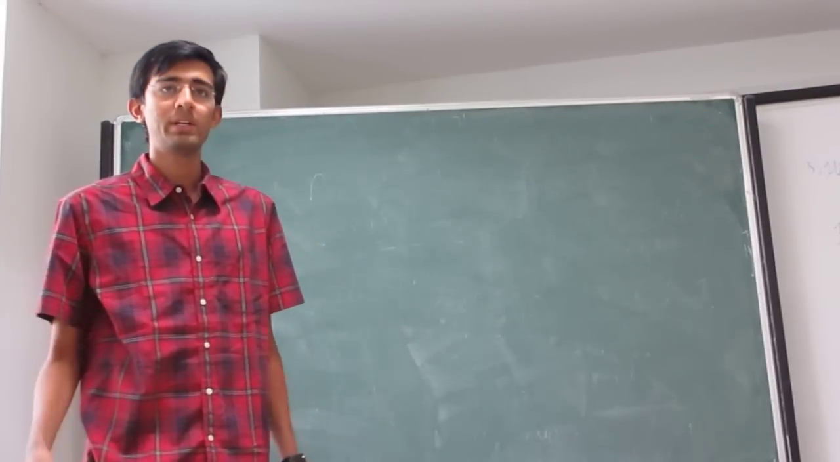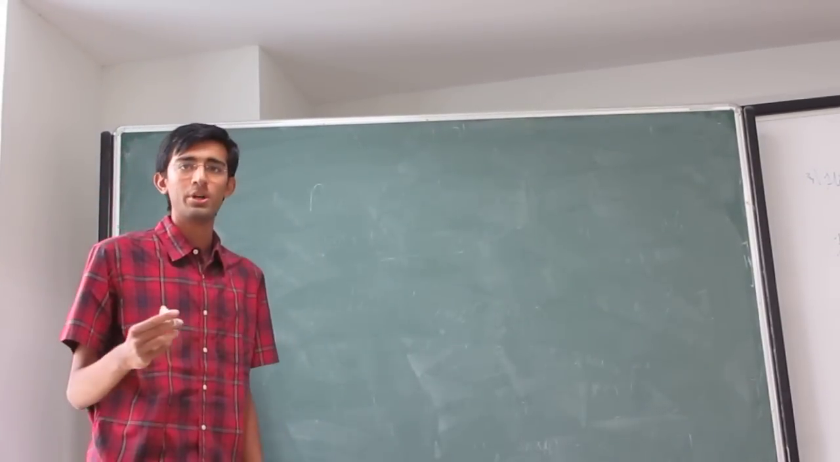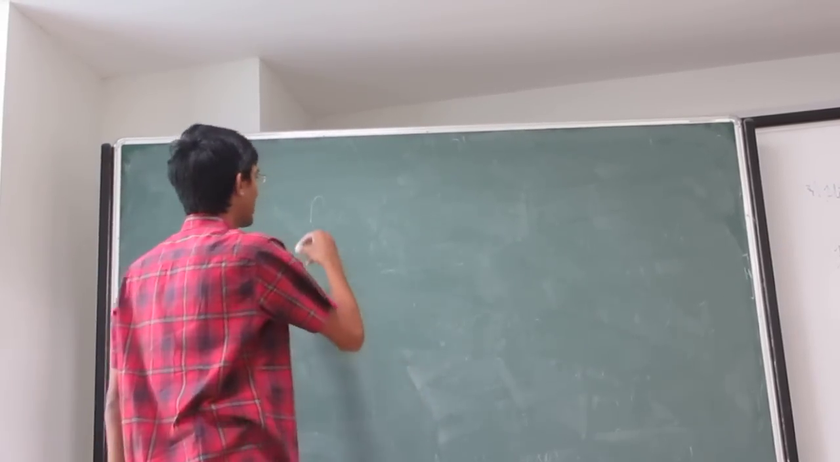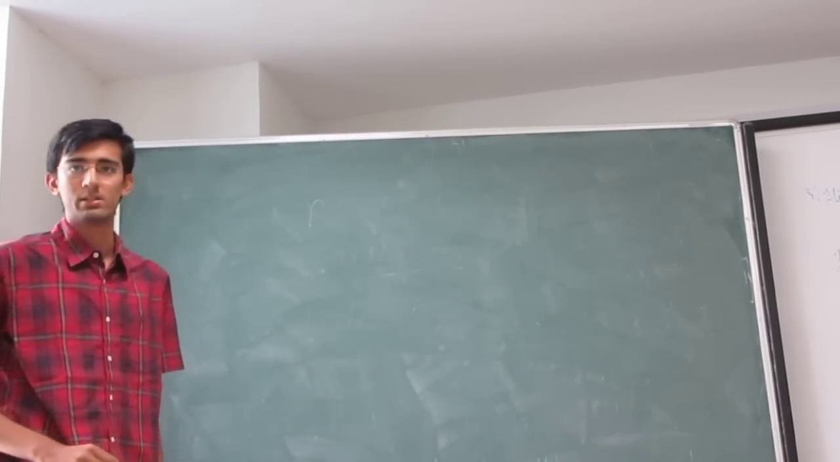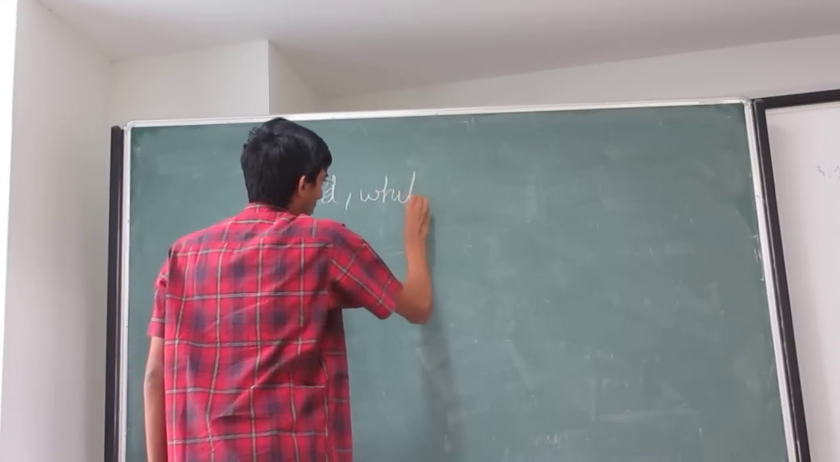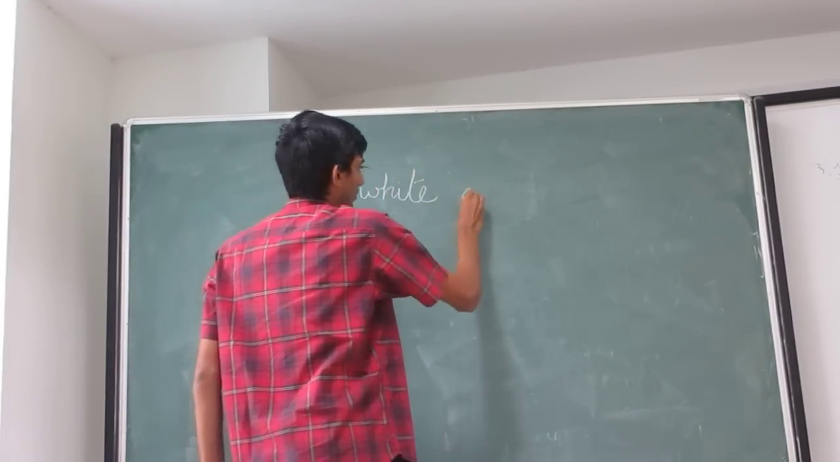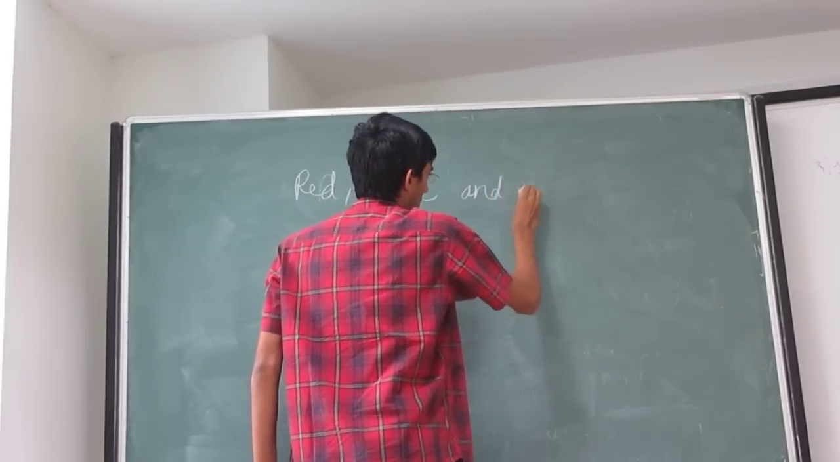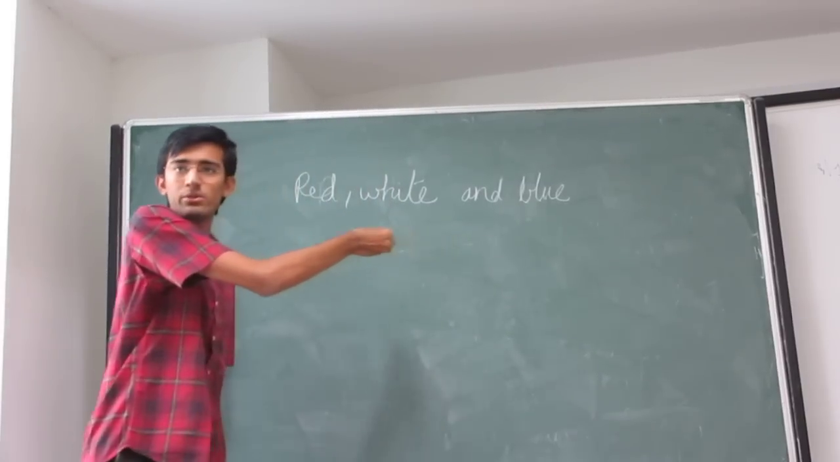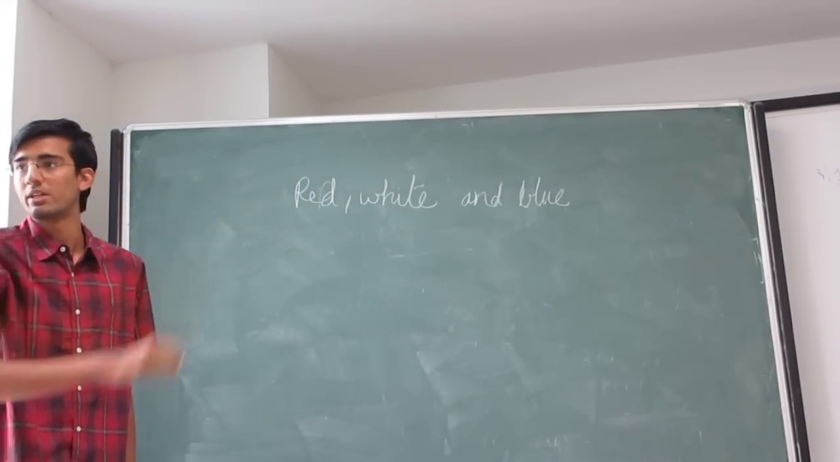So, in a sentence consisting of three or more terms with a conjunction in between, how would you generally write it? Say I'm talking about red, white, and blue in a sentence. You would say red, comma, white and blue. This is how we'd all write, right? Would you change anything here if I was to write red, white and blue?